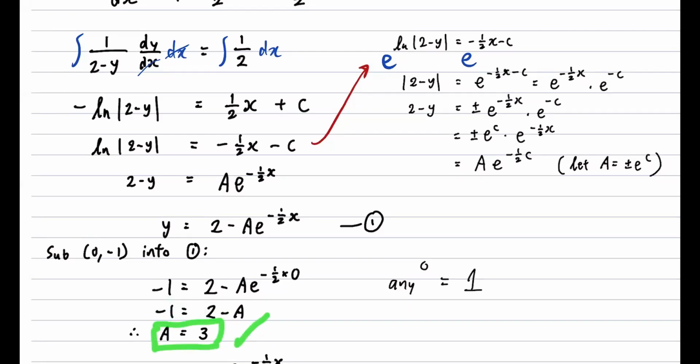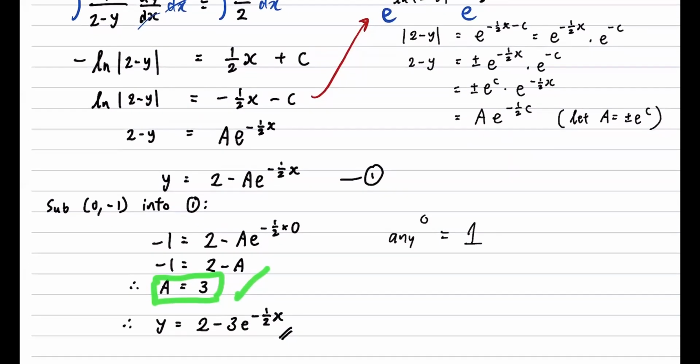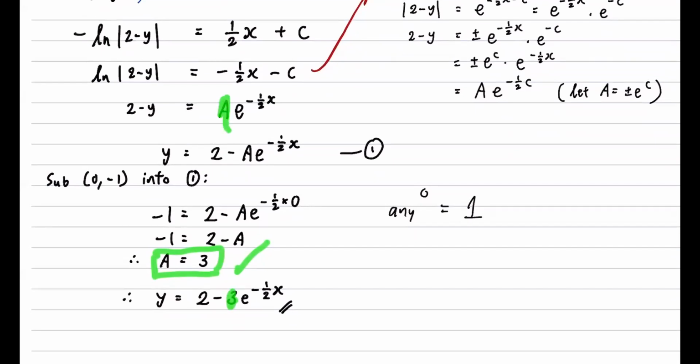Is that okay? Okay, good. Then we just sub in the a, then we get y equals 2 minus 3e power negative half x. This is a recap. I think you know how to do this, right? This one is called separation of variables. Okay so far?